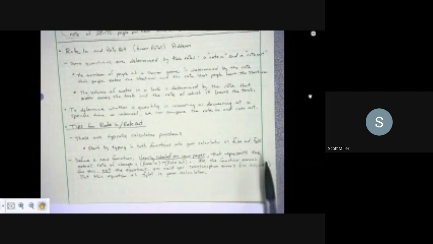You're going to define a new function, clearly labeled on your paper, that represents the overall rate of change, which would be the rate in minus the rate out. You're going to use the function names for this, not the equations. I'll talk about that in a minute. You can get transcription errors if you do this the other way. Put this equation as F3 in your calculator. And I'll show you how to do all that also.